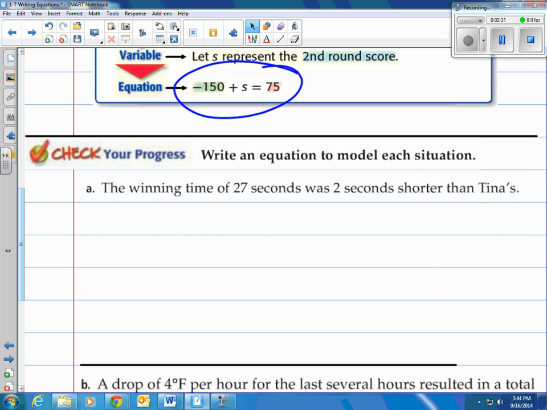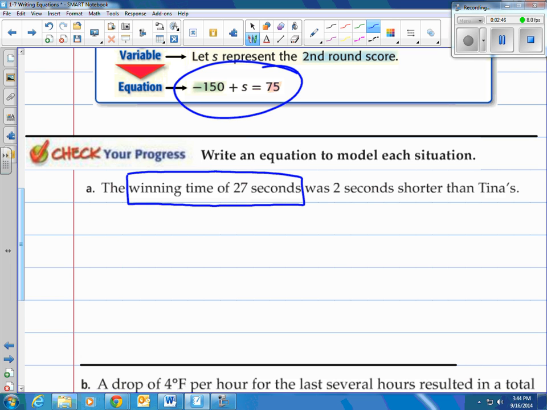All right, this one says write an equation to model each situation. The winning time of 27 seconds was 2 seconds shorter than Tina's. Well, we have some important information. Now, I like to do it just a little bit differently than the book, so I'll show you what I do. I put boxes around things that I know are important. So we got winning time of 27 seconds. We have the "was." Then we have the 2 seconds shorter than Tina's.